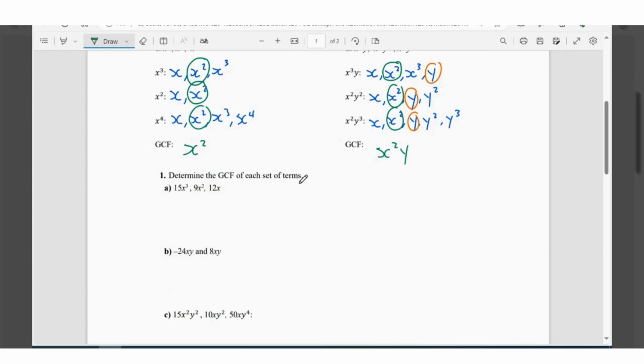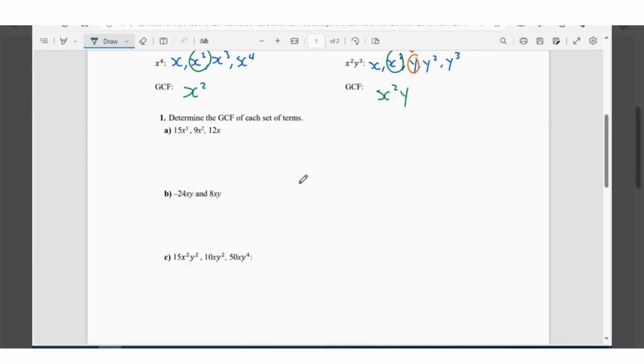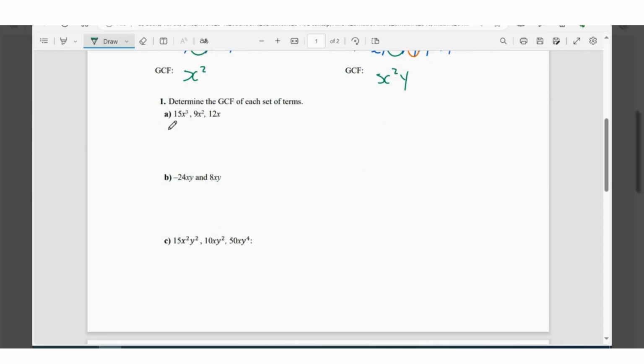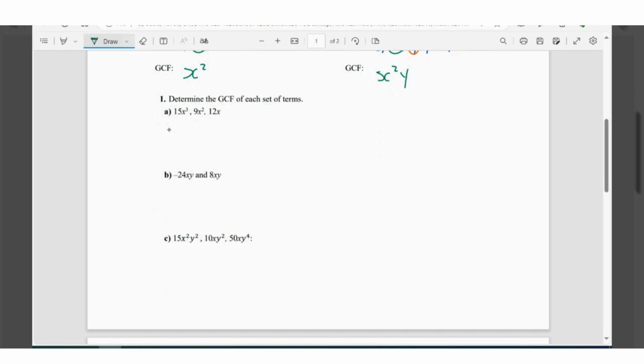And why is this important? Well, we're going to be factoring things that look like this. So we'll do a few of these together, and then we'll get into examples. But we're going to be factoring things that are a combination of numbers and letters. So let's do it. So for 15, the factors here would be 1, 3, 5, 15.